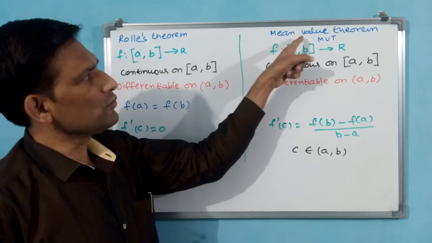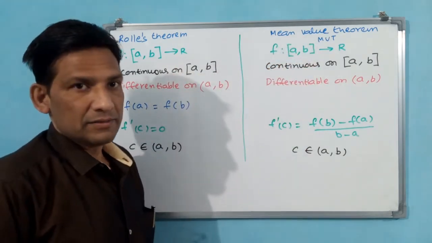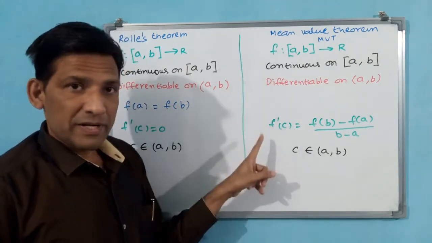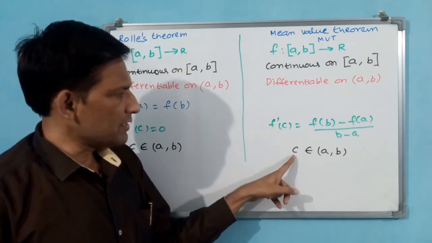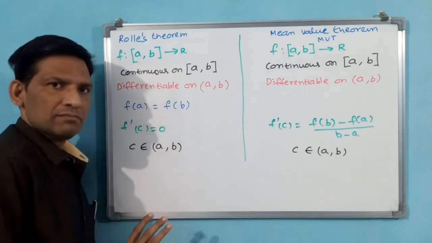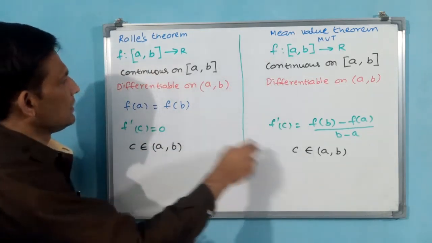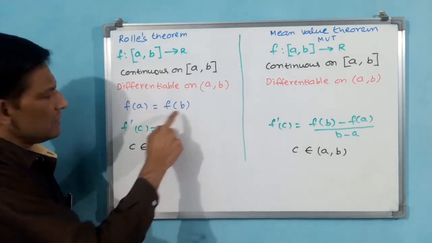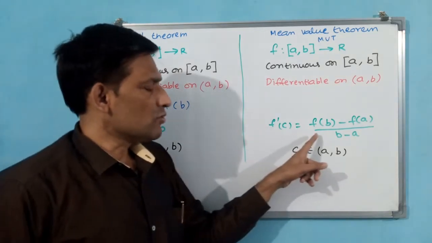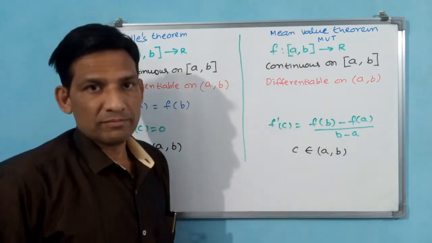Or else they will ask you to see whether it is following the mean value theorem or not. Differentiable: f dash c, the derivative of this function at one point. What is that point? That point is in between A and B. See, this is common for both, c. These 3rd and 4th points are all common. F of A is equal to f of B and f dash c is equal to 0 is for Rolle's theorem. F dash c is equal to f of B minus f of A by B minus A. This is for the mean value theorem.